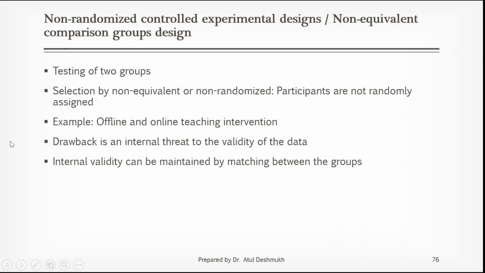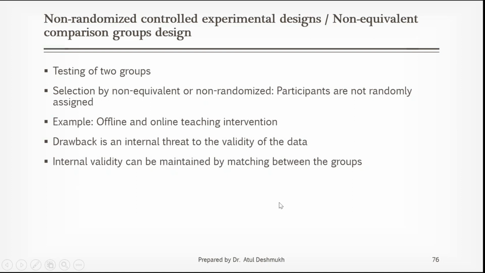So once again, I will repeat, it is non-equivalent comparison group design, also called non-randomized control experimental design. Samples are selected in a non-random way or based on the convenient sampling method. So random sampling is absent. We generally test two groups in this method, so there is comparison between the groups. The drawback is internal threat to validity of the data. If you do not have matching, how can you control this bias? By matching between the groups.